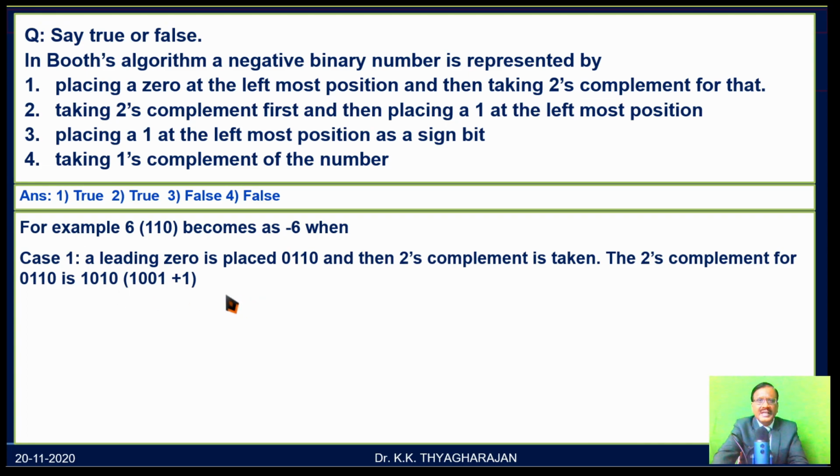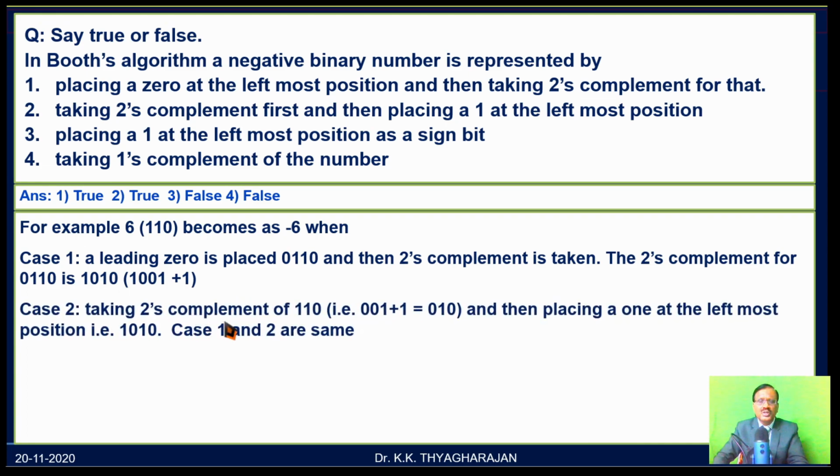Now you see the second case. First you take 2's complement of 6, that means 110. The 1's complement for this is 001. Then you add 1, you will get 010. And then place a 1 at the leftmost position. Now 010 is available, you put 1 here. So you will get 1010.